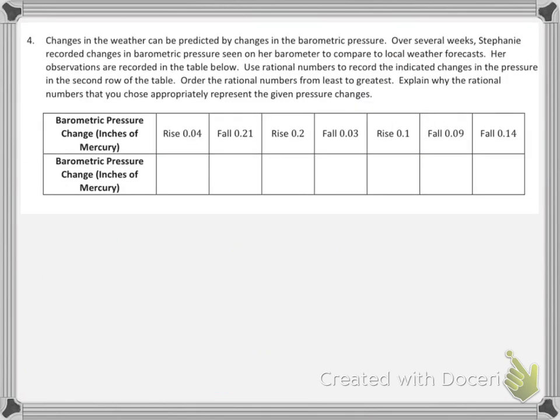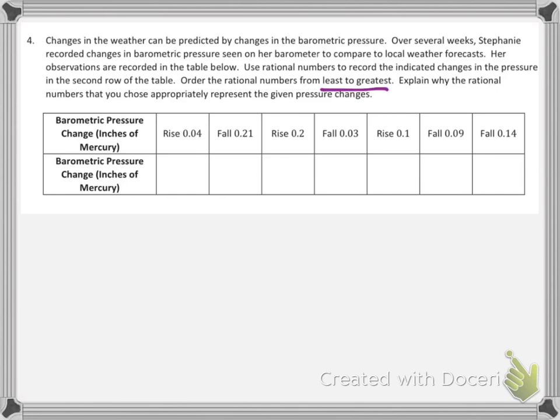Number 4, changes in the weather can be predicted by changes in the barometric pressure. Over several weeks, Stephanie recorded the changes in barometric pressure seen on her barometer to compare to local weather forecasts. Her observations are recorded in the table below. Use rational numbers to record the indicated changes in the pressure in the second row of the table. Order the rational numbers from least to greatest. Explain why the rational numbers you chose appropriately represent the given pressure changes.